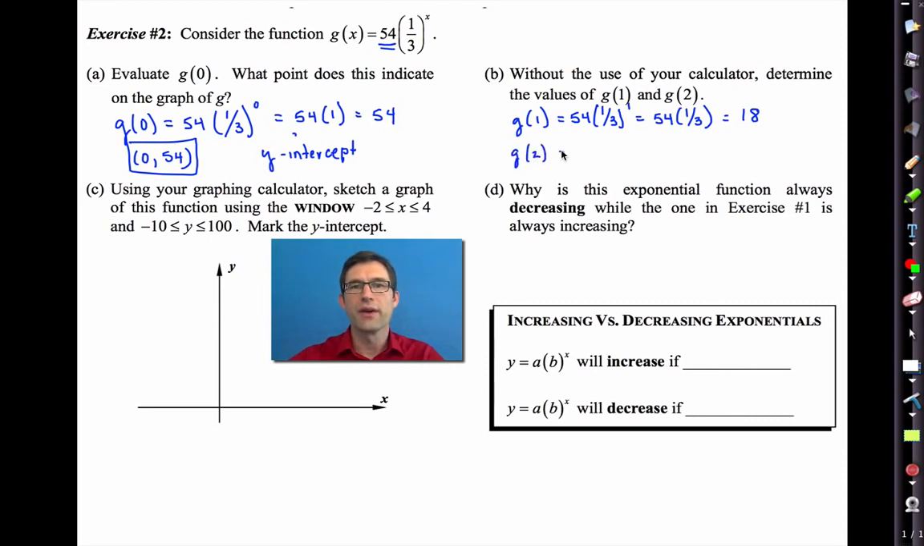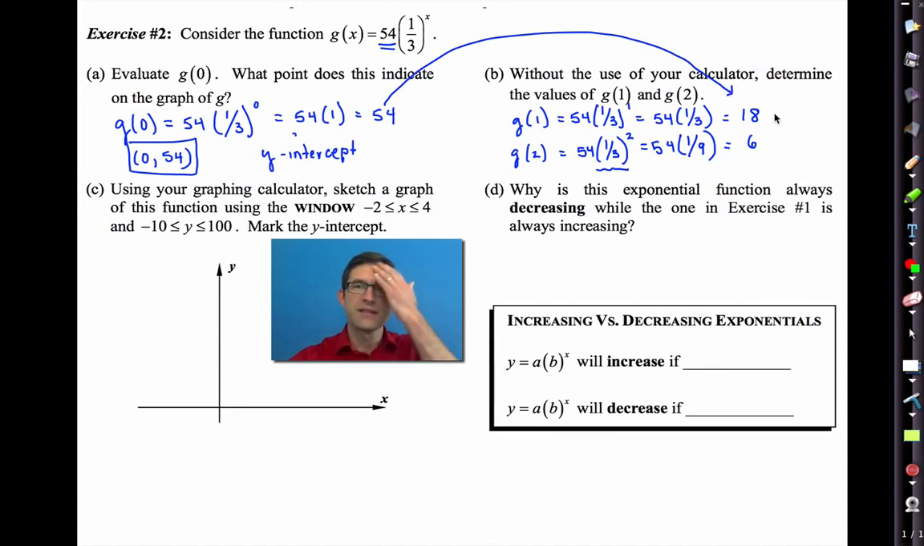G of 2, on the other hand, will be 54 times 1/3 to the second. Remember, we have to do that exponent first, which will be 54 times 1/9, right? So 1/3 times 1/3 is 1/9, and if we do that, we'll get 6. Now again, notice, right, we started at 54, multiplied by 1/3 to get 18, multiplied by 1/3 to get 6, okay?